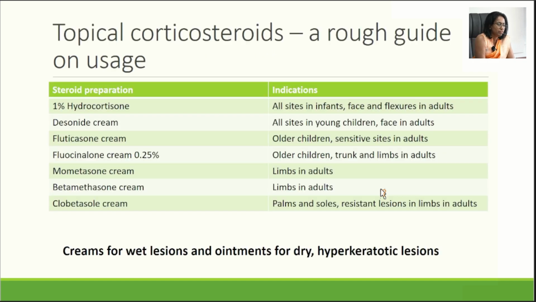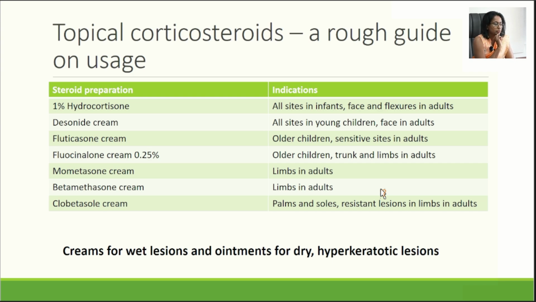Okay. A very rough guide, from a general doctor's point of view: 1% hydrocortisone should be used for all body sites in infants and, in adults, the face and flexures. Don't go beyond hydrocortisone for the flexures in anybody. And then desonide can be used for young children more than 1 year or so, or even an older infant, and the face in adults if they are not responding to hydrocortisone.